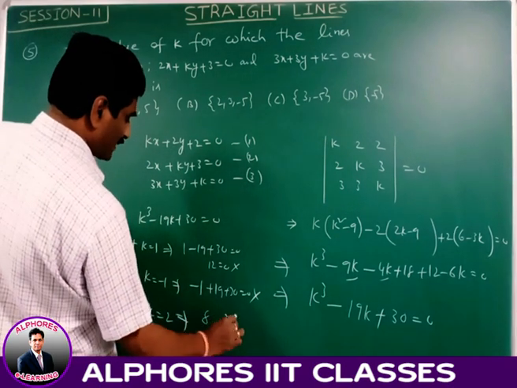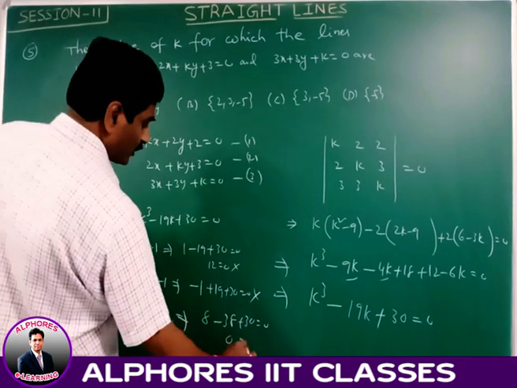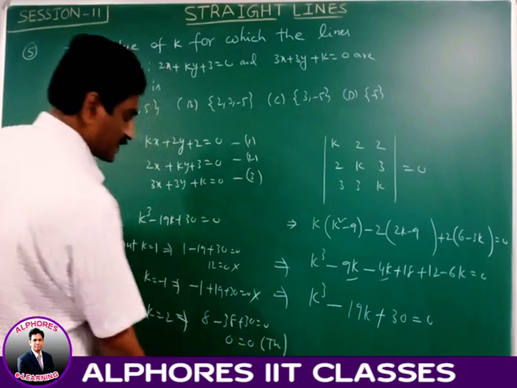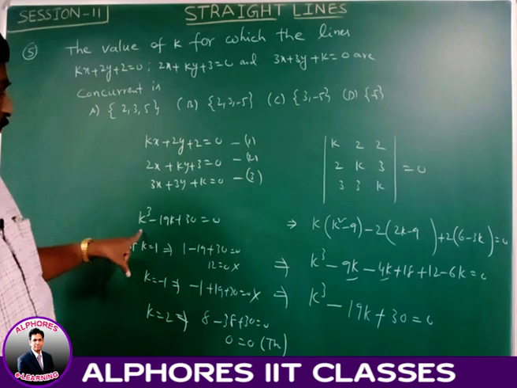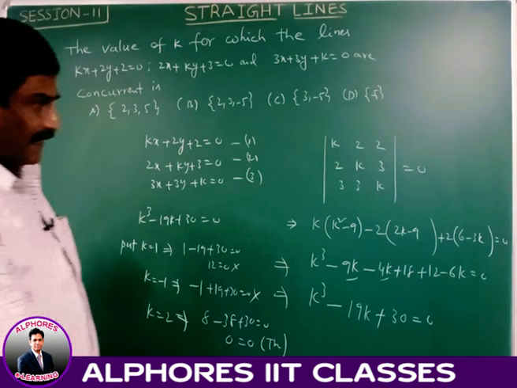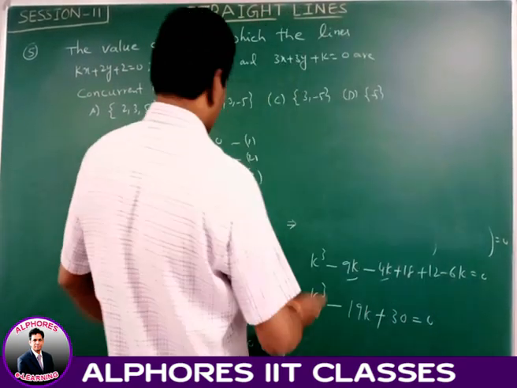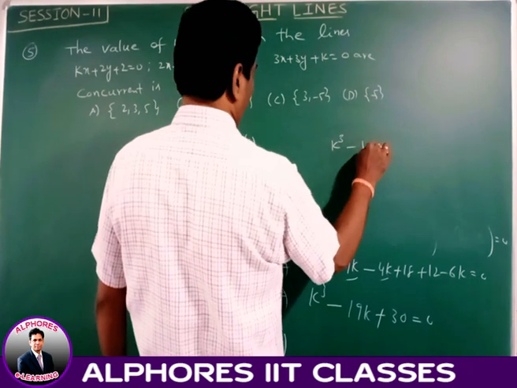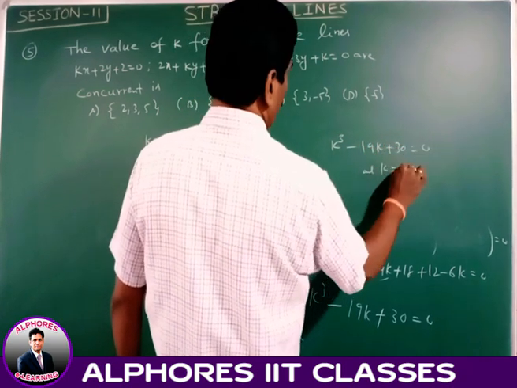8 minus 38 plus 30 is equal to 0. That means 38 minus 38, 0 is equal to 0. So k is equal to 2 is one of the roots of this equation. Please observe this value. The equation is k cube minus 19k plus 30 is equal to 0, and k is equal to 2 is one of the roots.